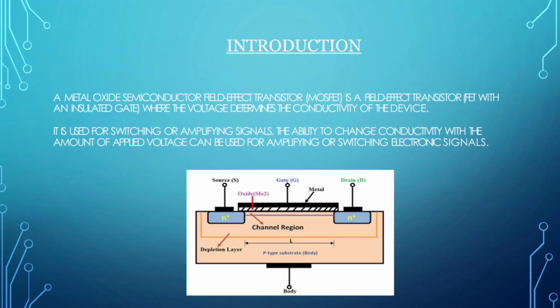Let's start with the introduction. The metal oxide semiconductor field effect transistor, MOSFET, is a field effect transistor where the voltage determines the conductivity of the device. It is used for switching or amplifying signals. The ability to change conductivity with the amount of applied voltage can be used for amplifying or switching electronic signals.